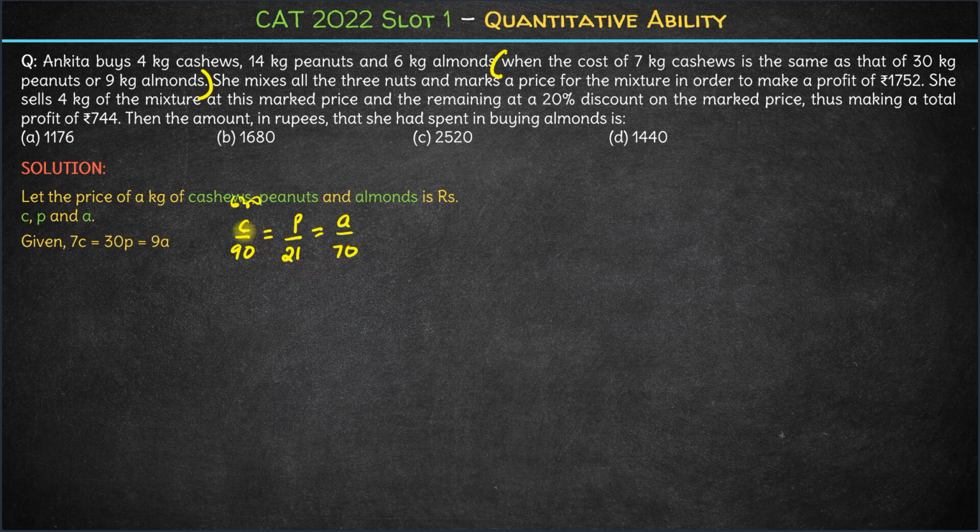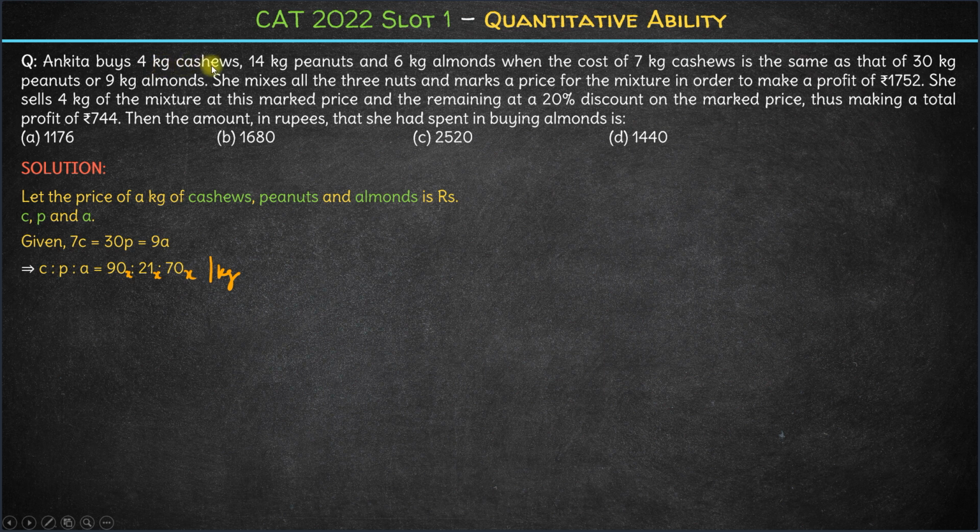Now we know if two or more than two quantities are equal, the ratio of numerators is same as the ratio of denominators. So C, P and A will be in the same ratio as 90 is to 21 is to 70. Okay. So the ratio of per kg cost of cashew, peanuts and almonds is 90 is to 21 is to 70. So assuming that the cost of each kg of cashews is 90x, that of peanuts is 21x and that of almonds is 70x. This is cost per kg, right? Fine. Now let's go ahead.